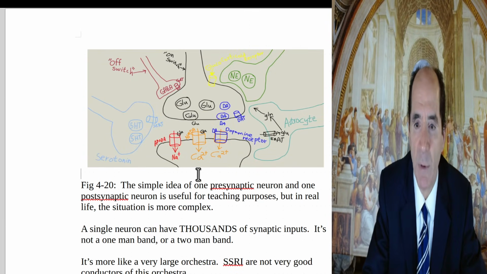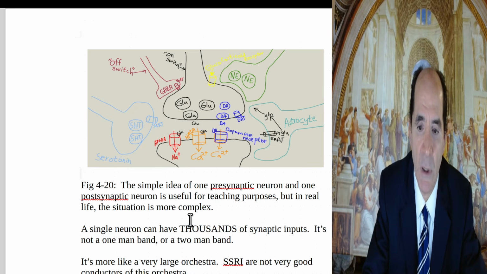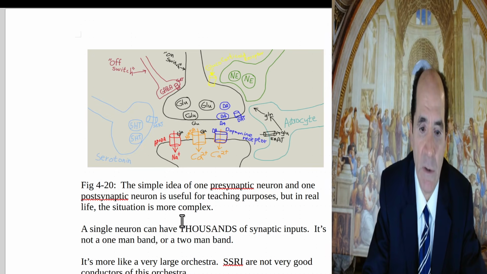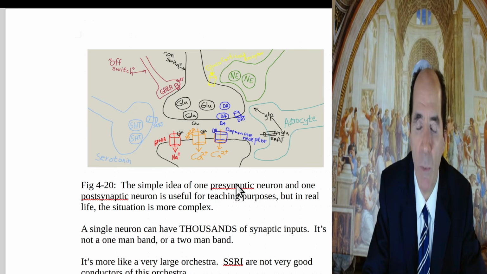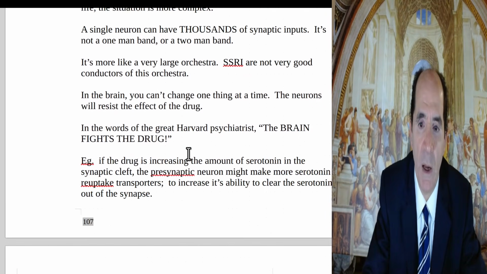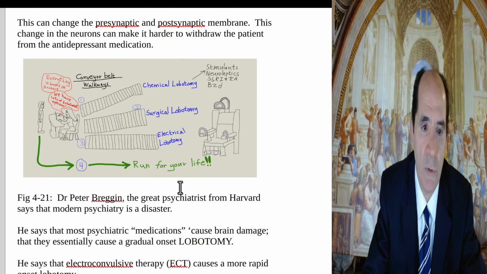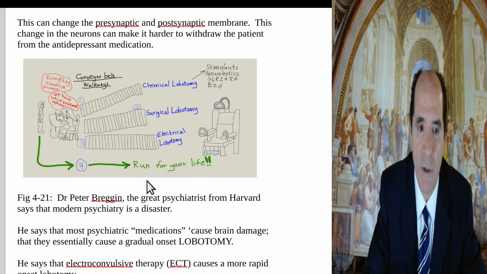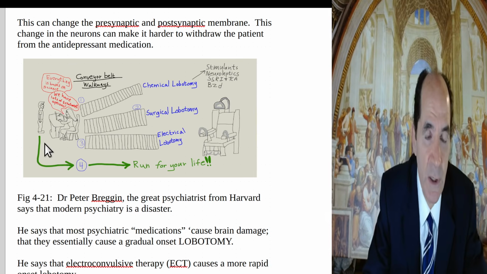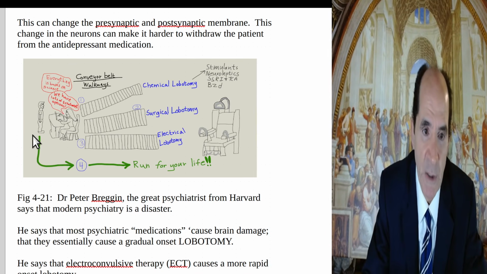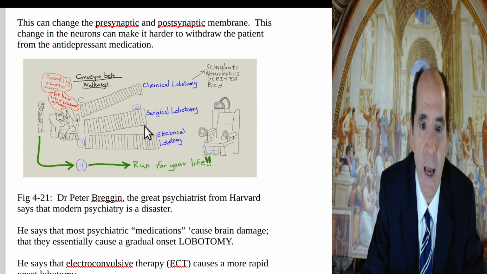Here's another example of a synapse with multiple inputs. The complexity is much more than what we account for with our theoretical drug mechanisms. Okay, so here's a bit of a cartoon about what psychiatry is like. The patient walks up to the receptionist and she says, everything is based on science. We have lots of treatment options. So option number 1 is psychiatric medications for chemical lobotomy.